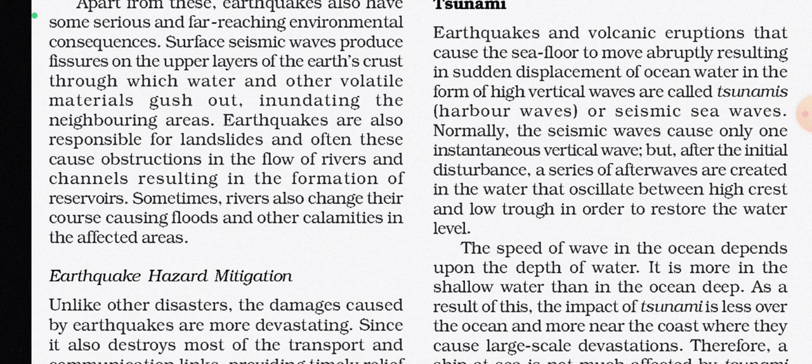The speed of wave in the ocean depends upon the depth of water. It is more in the shallow water than in the ocean deep. As a result of this, the impact of tsunami is less over the ocean and more near the coast, where they cause large-scale devastations. Therefore, a ship at sea is not much affected by tsunami, and it is difficult to detect a tsunami in the deeper parts of sea. It is so because over deep water, the tsunami has very long wavelength and limited wave height.